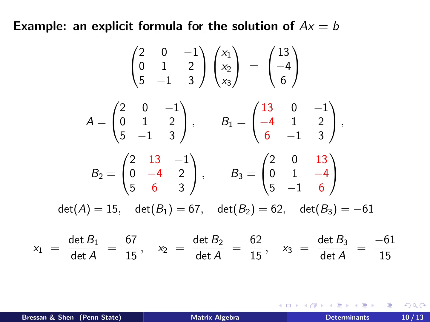Once that's done, it's much easier to just find the solution using the formula. X1 will be the determinant of B1 over the determinant of A, and we put in the values and get 67 over 15. For X2 it's similar, you get the determinant of B2 here, so you get 62 over 15, and then X3 will be negative 61 over 15.